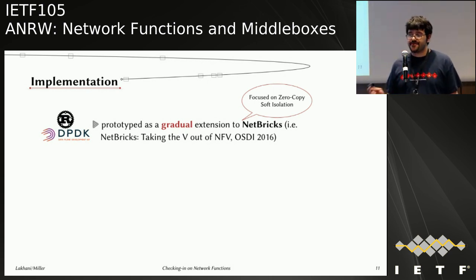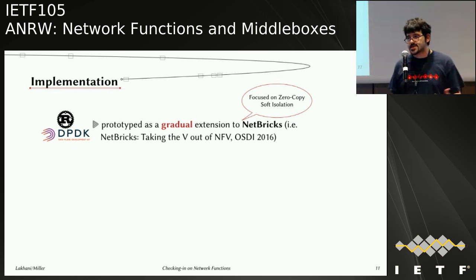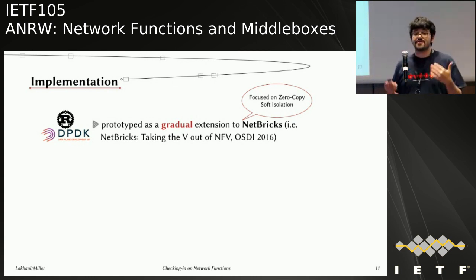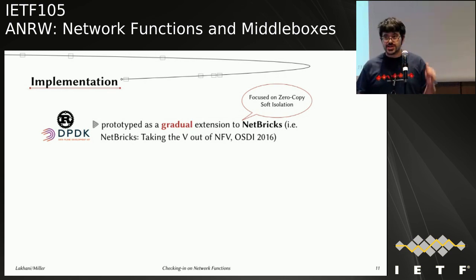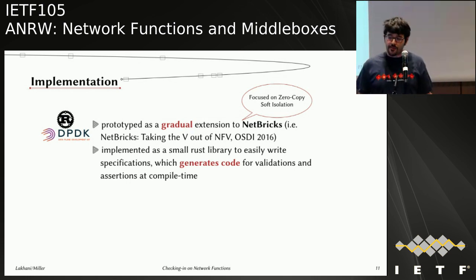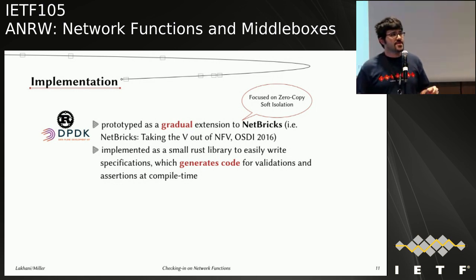In particular, NetBricks is focused on the idea of zero-copy soft isolation, and it's able to eliminate the need for copying packets because of this idea of using static types to do these checks and using this idea of order. We just leverage it and go a little bit further. And we implement our work, our prototype, as a small Rust library, which generates code for validations and assertions.